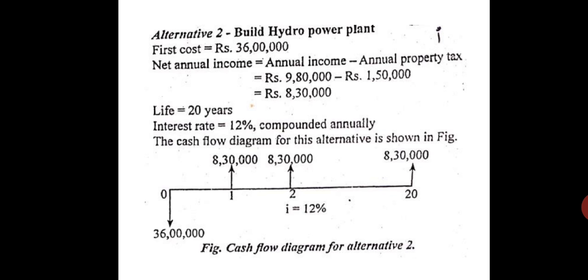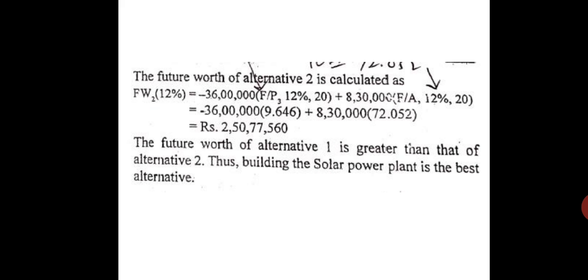So the cash flow diagram you can see here, from 0 to 20 years we have to put. The first investment P is 36 lakhs, which we have shown as an arrow down, and every year from 1 to 20 we are getting 8,30,000 rupees annually, and the interest rate is 12%. So again you can see the future worth of the alternative is calculated as minus 36 lakh, because there is the initial investment, that is minus F by P at the rate of 12% for 20 years, plus 8,30,000 rupees I am getting every year, F by A, because every year it is F by A.